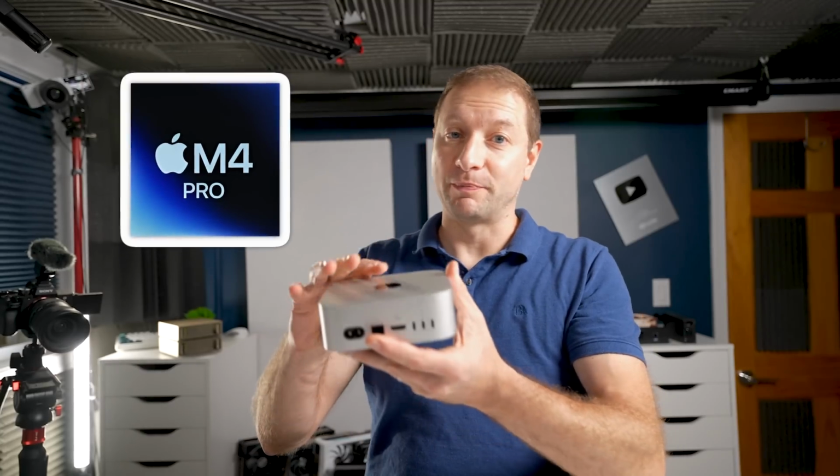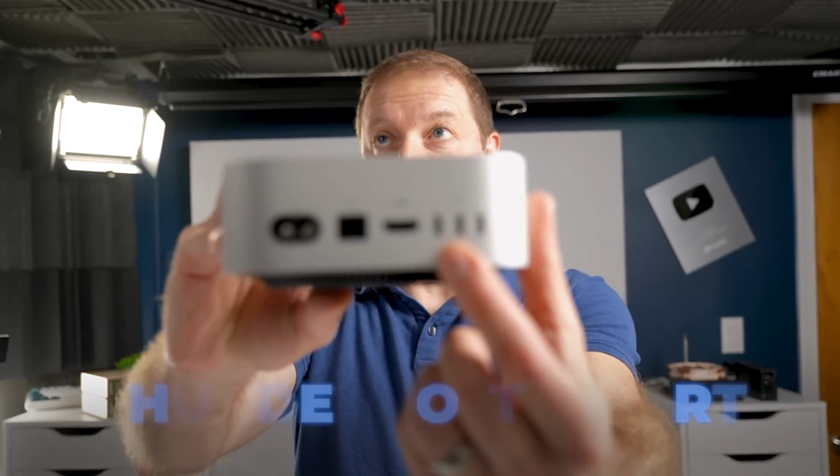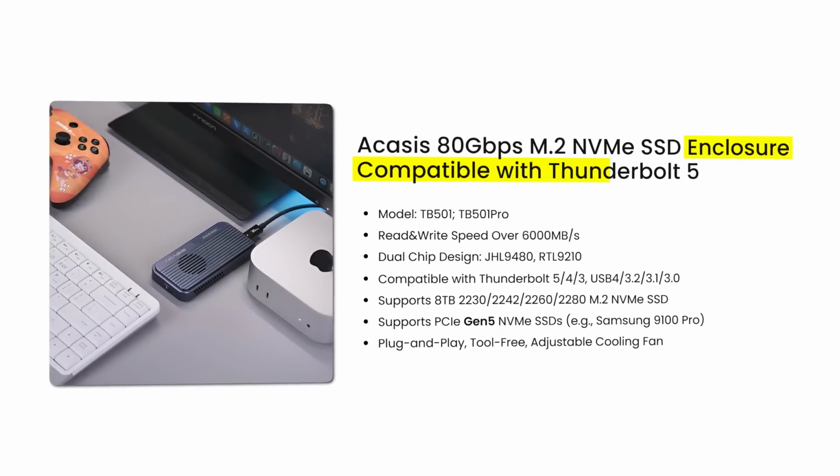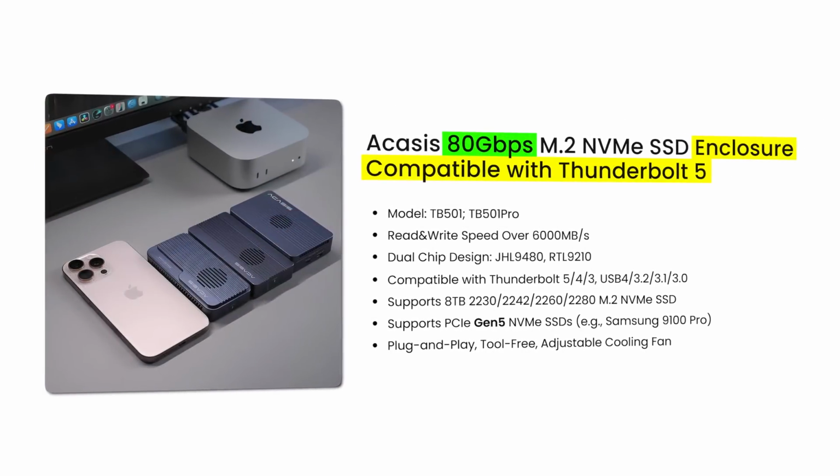This is the M4 Pro version, so it does have Thunderbolt 5 ports right here. All three of those are Thunderbolt 5 ports. Each one of these is a Thunderbolt 5 enclosure capable of 80 gigabit per second speeds. But wait a minute, how is that gonna make it faster? Wouldn't it just go as fast as one of these? Let's plug it in and find out.